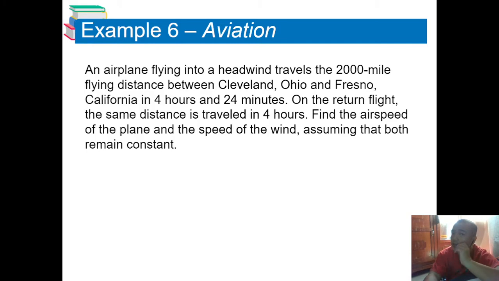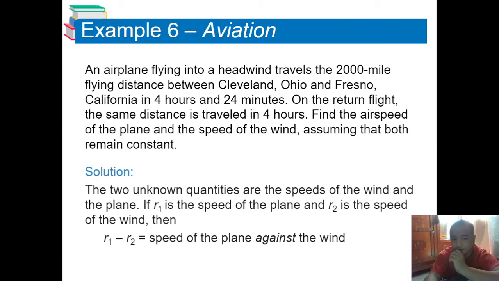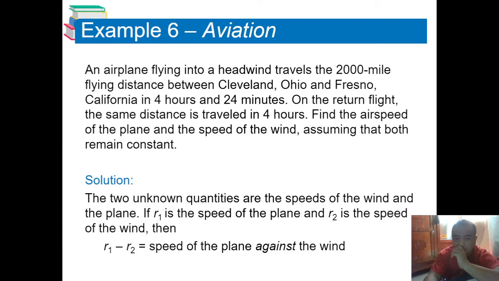So let's have here an aviation problem. An airplane flying into a headwind travels a 2,000-mile flying distance between Cleveland, Ohio and Fresno, California in 4 hours and 24 minutes. On the return flight, the same distance is traveled in 4 hours. Find the airspeed of the plane and the speed of the wind, assuming that both remain constant. So the two unknown quantities are the speeds of the wind and the plane.